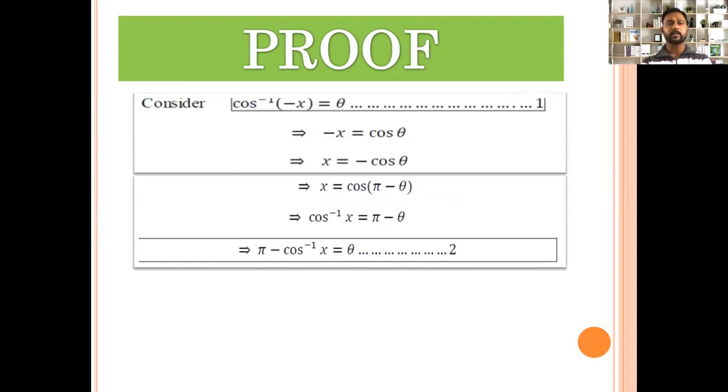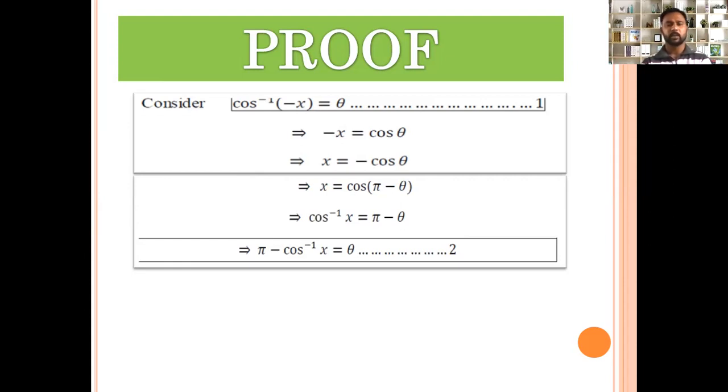You know, cos theta is negative in the second quadrant. In the first quadrant, all the trigonometric functions are positive. Therefore, minus cos theta in the second quadrant can be rewritten as cos of pi minus theta. This is the point to remember. Pi minus theta is an angle in the second quadrant. Therefore, cos of pi minus theta is the same as minus cos theta. That means x becomes cos of pi minus theta. Shifting cos to the left side, cos inverse of x is pi minus theta. Shifting cos inverse to the right side and theta to the left side, you will get pi minus cos inverse x is theta.